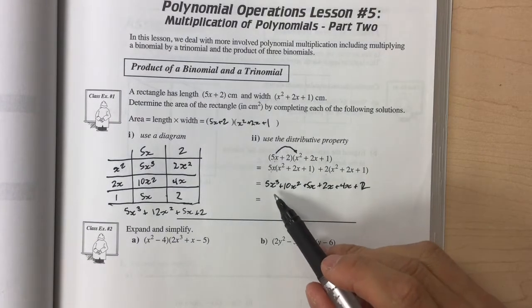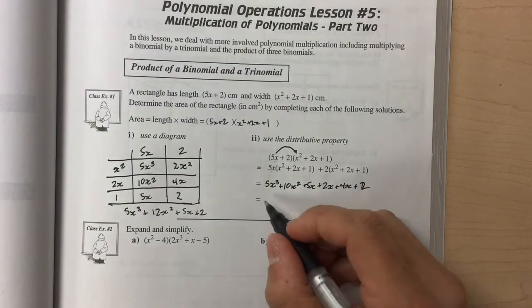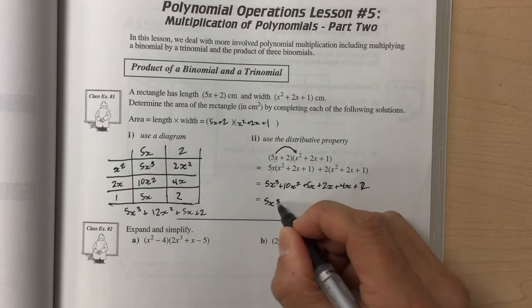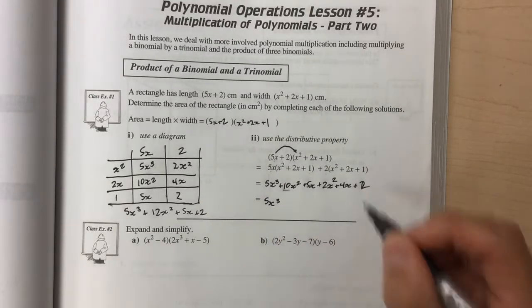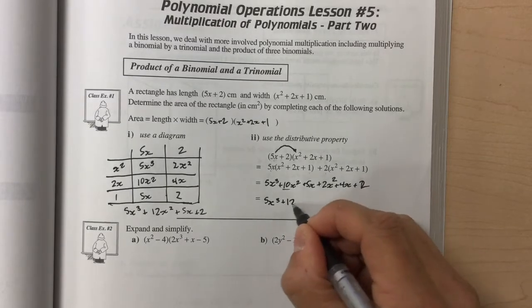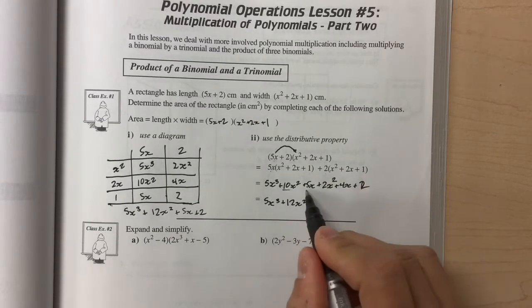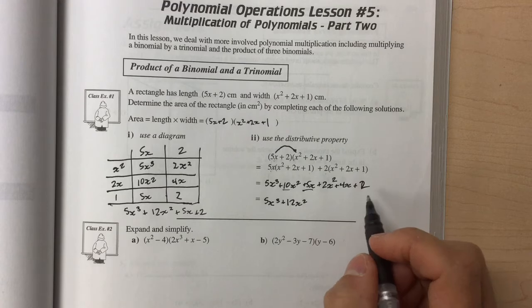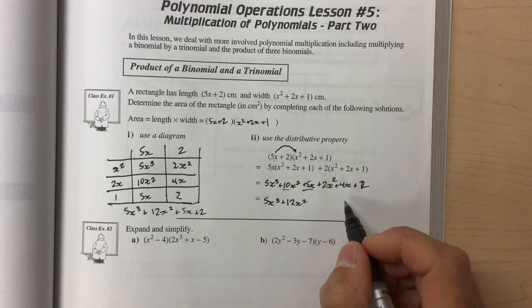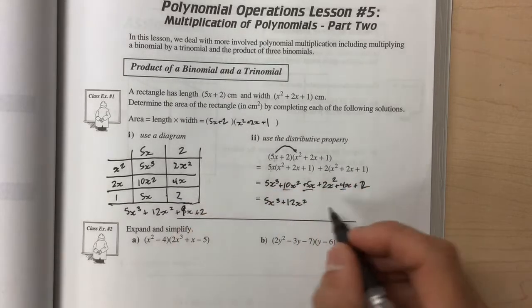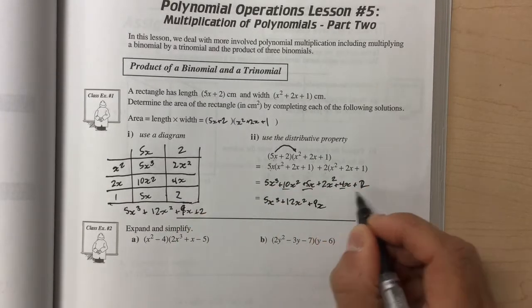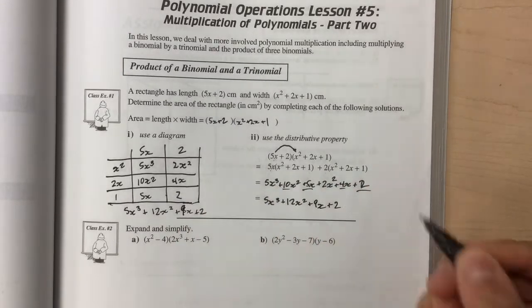And when we simplify this, we end up with 5x cubed, and then my 10x squared plus 2x squared would be 12x squared, and then my 5x plus 4x, sorry, I made that mistake earlier, would result in 9x, and then positive 2.